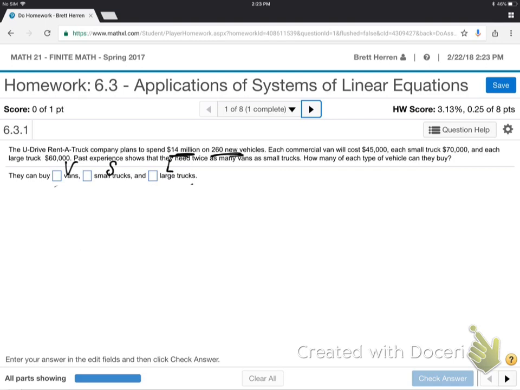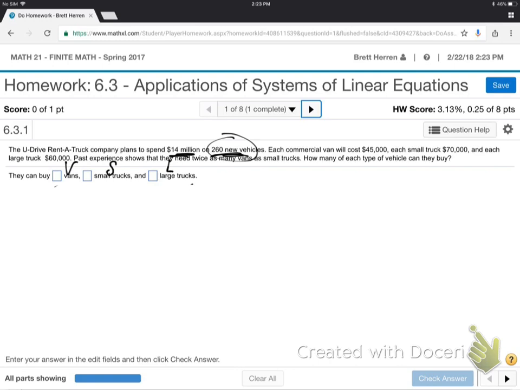14 million on 260 new vehicles. That's an equation, do you realize? How so? 14 million, 260 vehicles. What do I write?